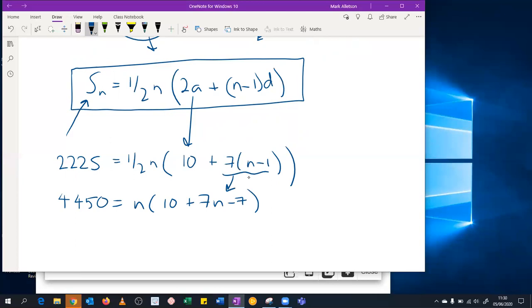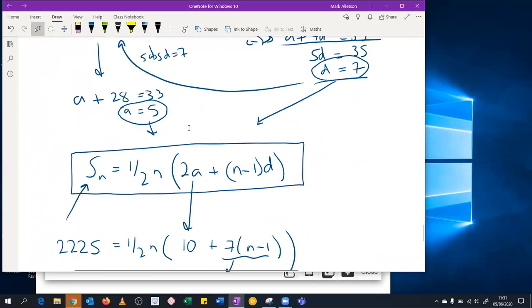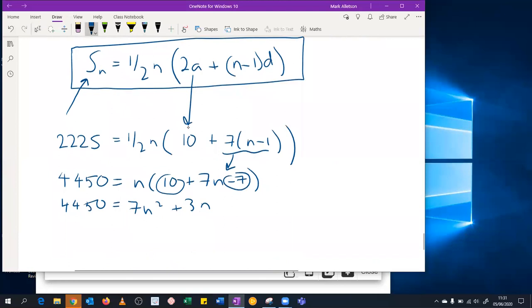Then I would probably multiply out the n's. So I get 4,450 equals 10 minus 7, which gives me plus 3, and I've got n times 7n plus 3. So that's going to give me 7n squared plus 3n. Right, let's have a look at what we're trying to show. Oh, there it is: 7n squared plus 3n minus 4,450 equals 0. Well, that's actually what we've got here. So if I just write 0 equals 7n squared plus 3n, moving the 4,450 across, there you go. You have now solved your question.